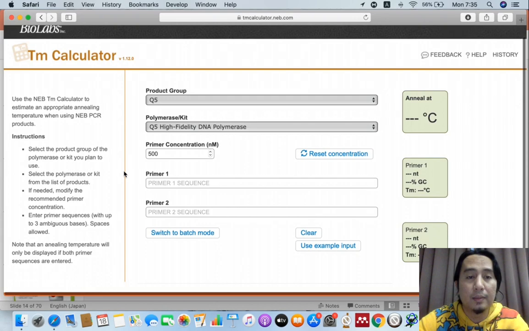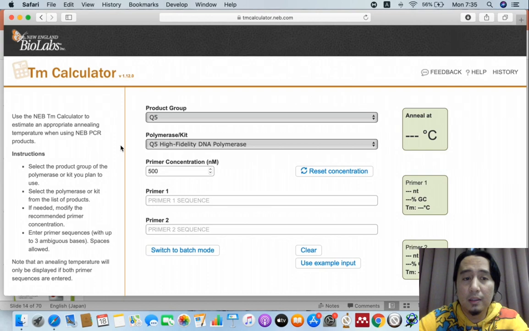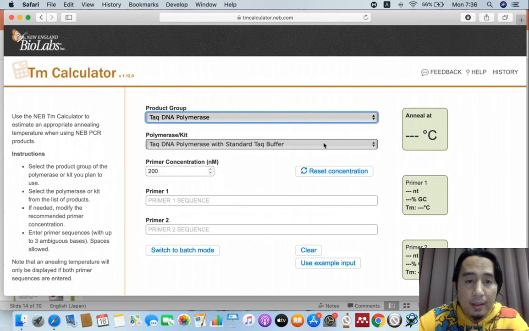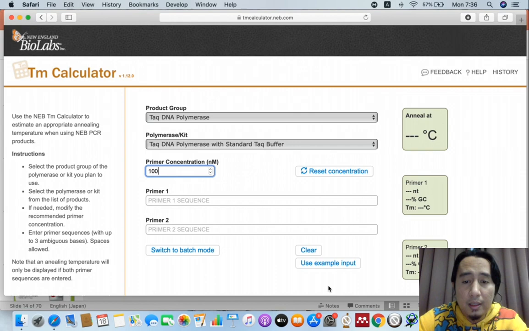Right. So this is an example of the online calculator for primers, by NEB BioLabs. I'll give you an example. Let's choose Taq DNA polymerase, with the standard Taq buffer, and the concentration of the primers, usually we use like 100 nanomolar, and use the example input.